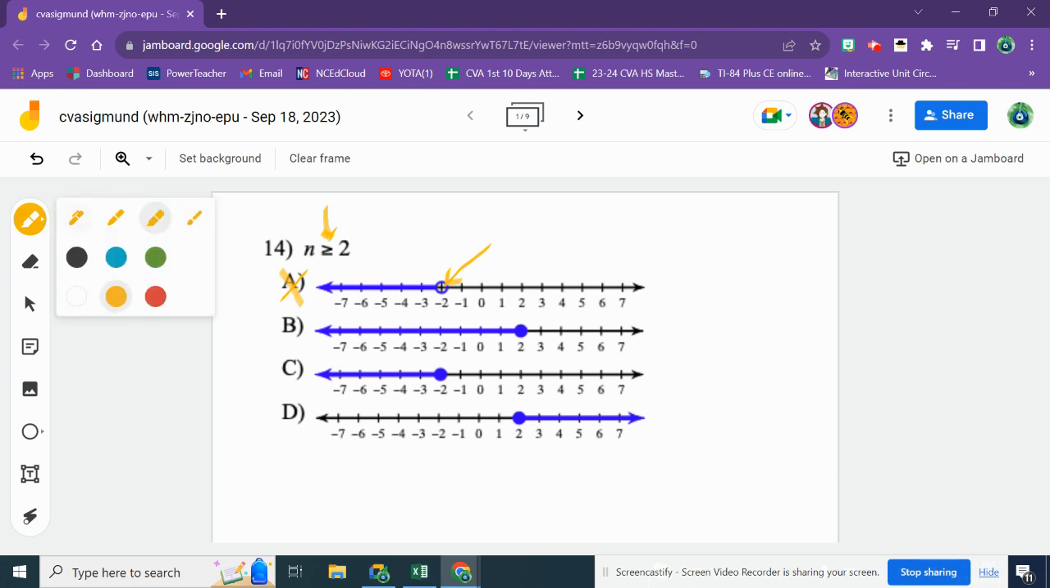What I've told some students along the way, and it just depends on what makes sense, is to choose test points. I like to choose 0 because it's a nice neutral number in this case. So is 0 greater than or equal to 2? You tell me. You can type it in the chat box if you don't want to talk to me.